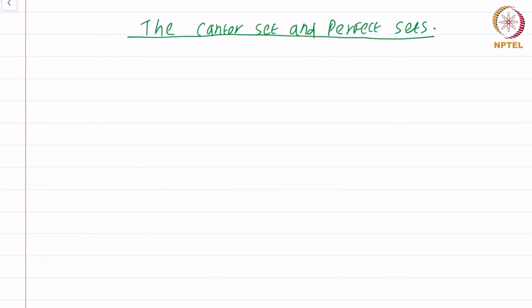In this module, I'm going to introduce yet another type of sets defined using closed and open sets. That is another topological property. So the definition is as follows.